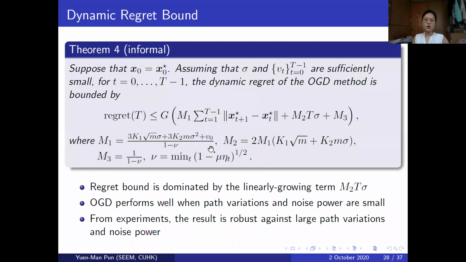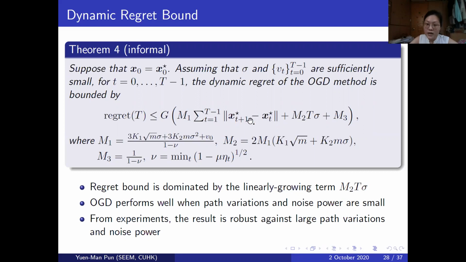So here are some interpretations of the dynamic regret bound. As you can see, as in the online optimization literature, usually we have the path variation growing sublinearly. So as t grows, the distance between each move is getting smaller and smaller. And this term is growing linearly.